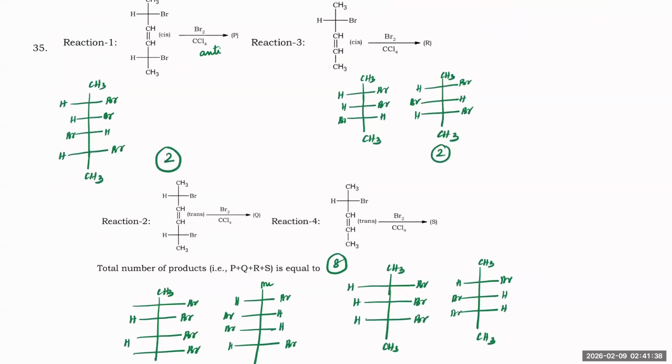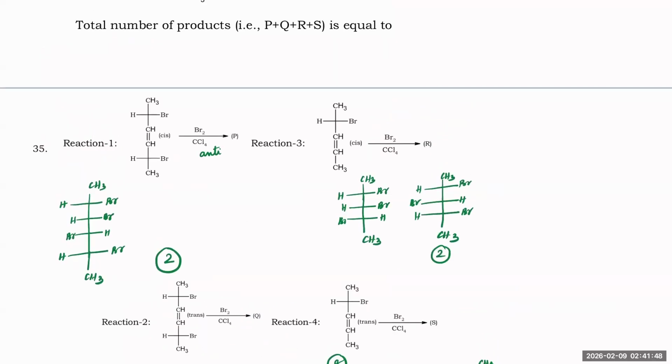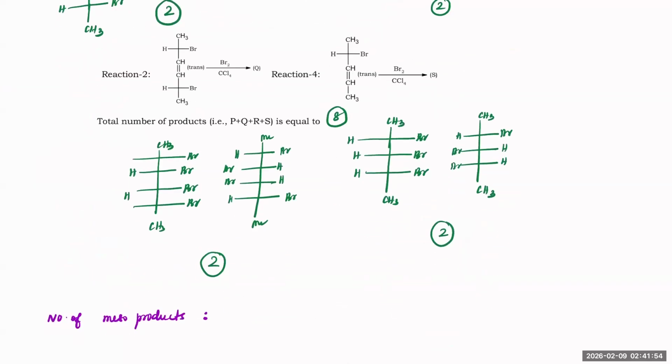Check it out carefully. In the first case, you will not get any meso. Second case, this is meso, this is meso. Both of them are meso. Sorry. This one is not meso. Here, this one is meso. So this is meso. And next here, if you notice, here this is meso and this is meso.